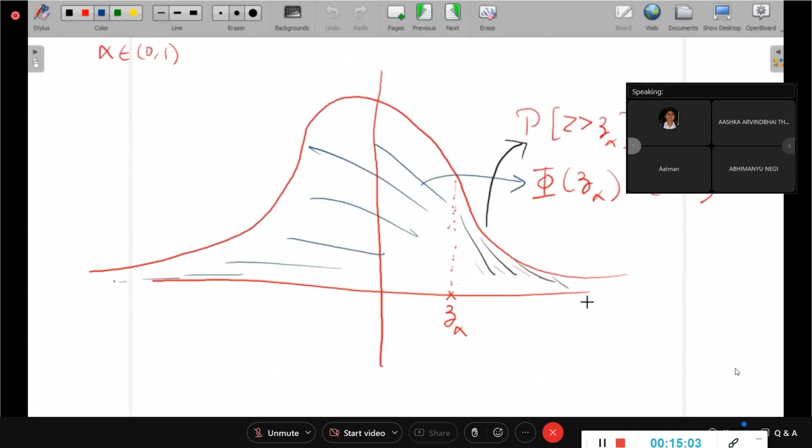So what does that mean? Before this Z alpha, that much percentage of the area is covered. If you are able to find a Z alpha such that this happens, and relate it to alpha, these things can be used later in confidence intervals, when we talk about the statistics part. I am giving you the definition and how it looks geometrically.